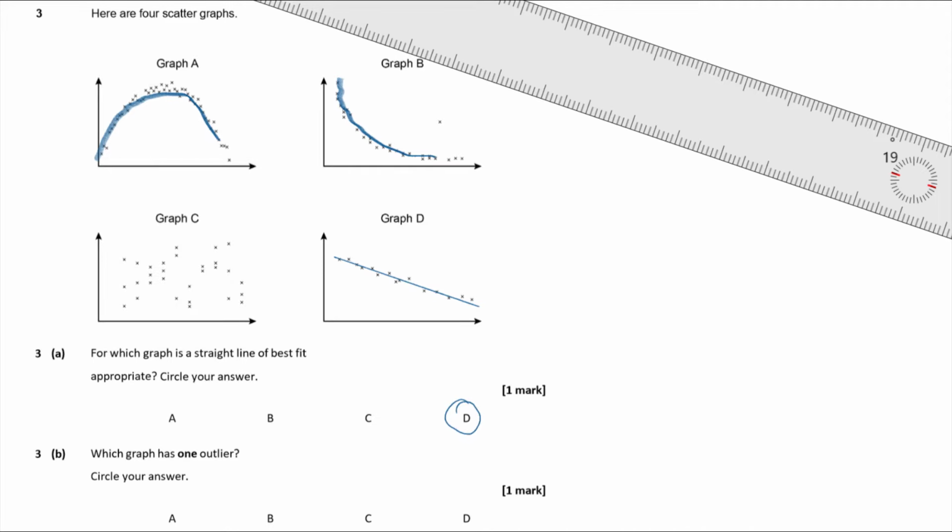Part B, which graph has one outlier? Circle your answer.